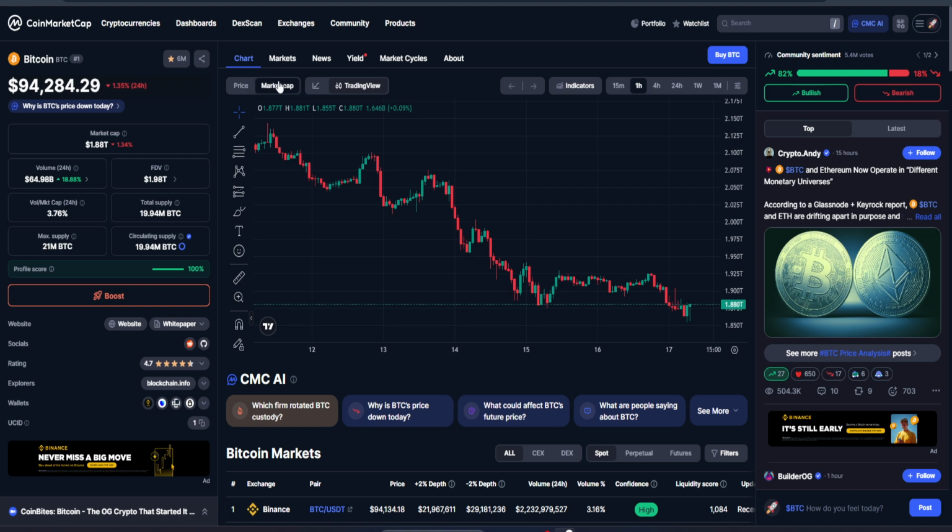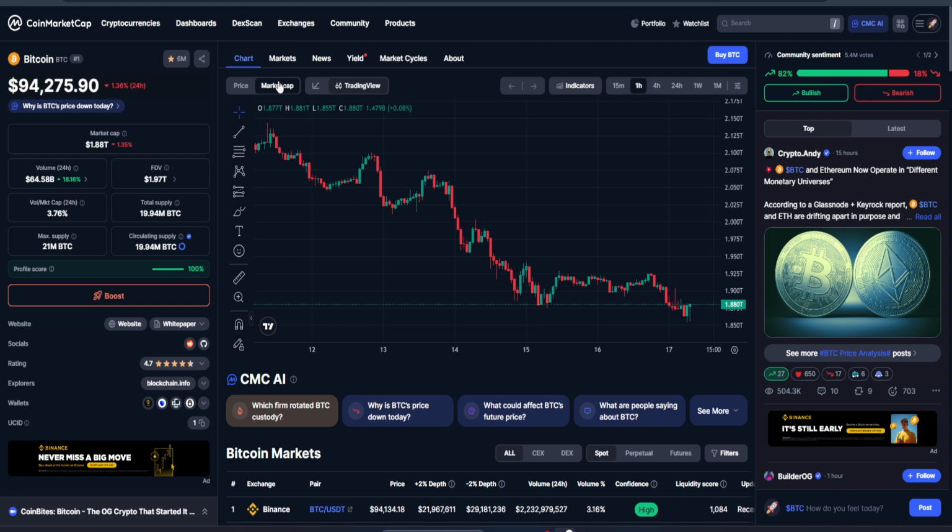The market cap is crucial as it reflects the total dollar market value of a cryptocurrency's circulating supply. Essentially, it's the current price of the coin multiplied by the number of coins currently in circulation. This number gives you an idea of the coin's relative size in the market.